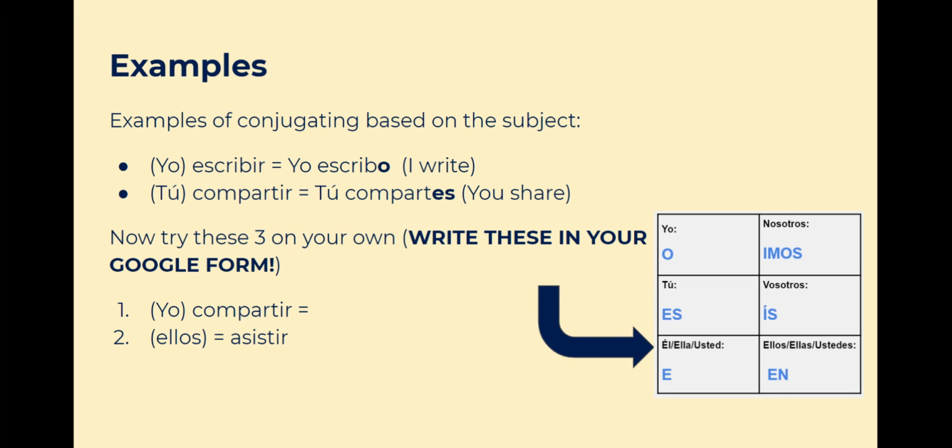Some examples for conjugating, we could have for yo escribir, yo escribo, for I write. For the tú form of compartir, we would say tú compartes, you share. So now I want you to try these two, yo compartir, and then ellos asistir.